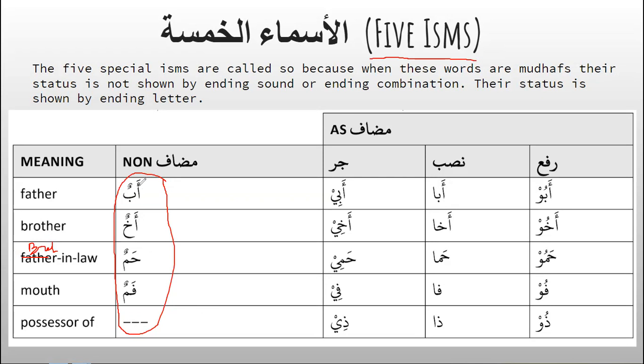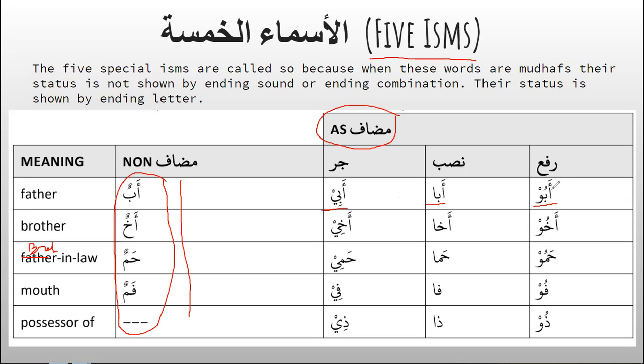So its rafa would be abun, nasab will be aban, and jar is abin. Akhun, akhan, akhin. Hamun, haman, hamin. Famun, faman, famin. So these were just the normal words. But when these five normal words act as mudaf, they change their status. They are never going to be abun or aban or abin anymore. Their rafa will be abu, nasab will be aba, and jar will be abi.